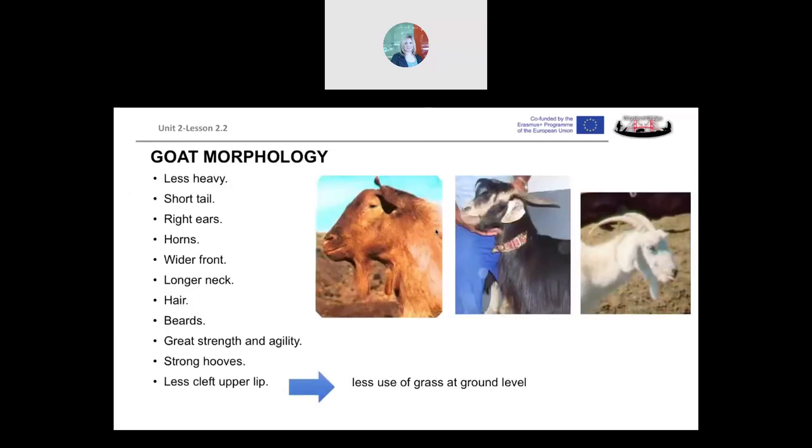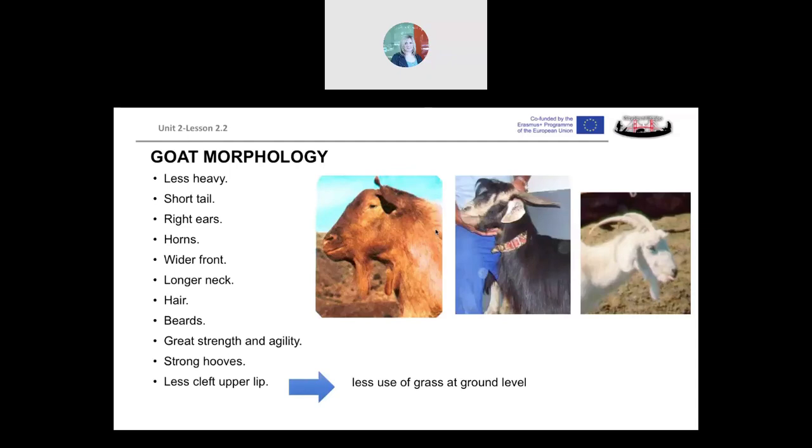About the morphology, we have to say that goats are less heavy than the other ruminants, have a short tail, erect ears, and horns. The forehead is wider. They have a long neck. They have hair instead of wool, like in the case of the sheep. Both male and female have beards. Also, they are animals with great strength and agility, and because of this, they have strong hooves.